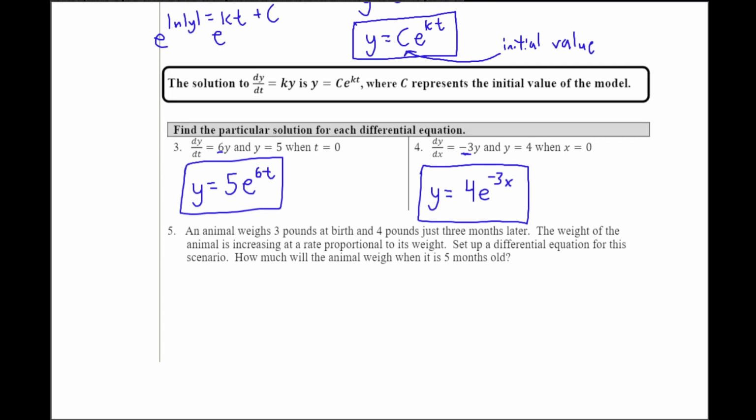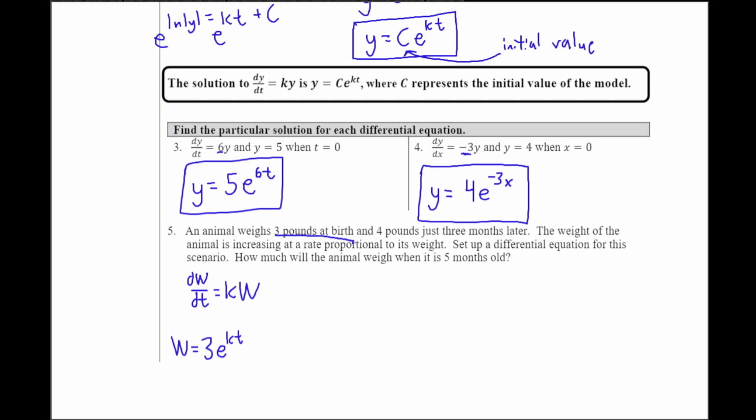An animal weighs 3 pounds at birth and 4 pounds just 3 months later. 3 pounds at birth, you can think about that as an initial condition. When time is 0, the weight is 3 pounds. The weight of the animal is increasing at a rate proportional to its weight. So if weight is W, dW/dt is equal to kW. Set up the differential equation. We just did that. How much will the animal weigh when it's 5 months old? So weight is 3 pounds at birth. So W is equal to 3e to the kt, because 3 is your initial condition here.